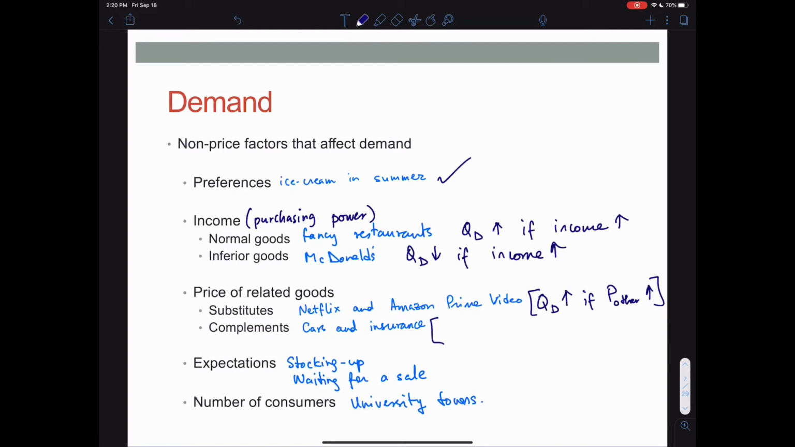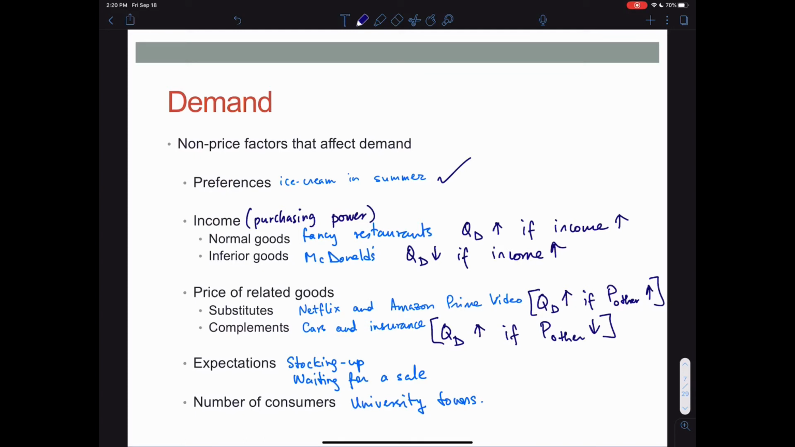Goods could also be complements. Complements are goods that are consumed together. So quantity demanded increases if the price of the related good decreases. So for example, cars and car insurance have to be consumed together or bought together. So if insurance becomes cheaper, demand for cars might go up.